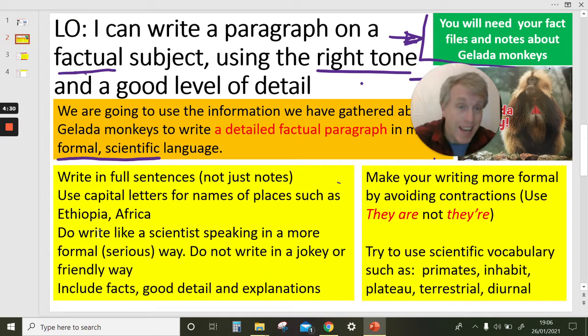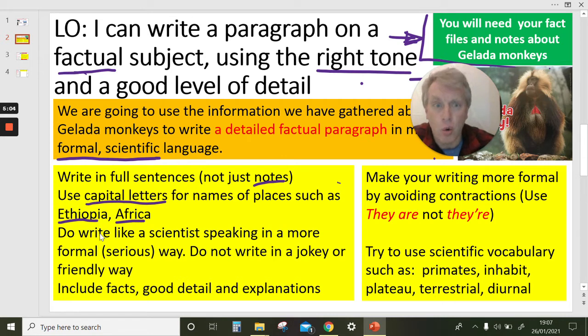Well, if we're writing in a full sentence, it means that we have to have a subject, someone or something, doing or being something. It's got to have a subject and a verb. It's not just notes, it's not just a few facts or numbers or words written down, it's got to be a full sentence. I have noticed quite a lot of people not using capital letters for names of places, such as the country Ethiopia or the continent Africa.